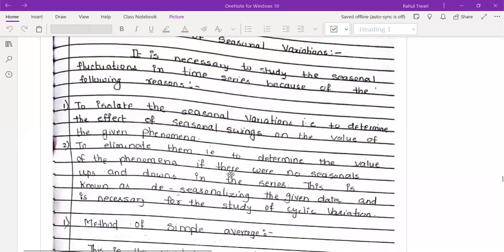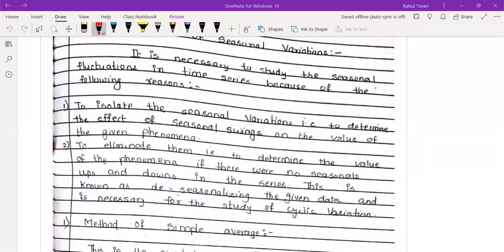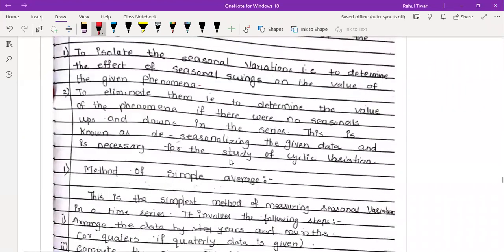That is to isolate the seasonal variation, that is to remove the seasonal variation, or to determine the effect of a seasonal swing on the value of the given phenomenon. So what is the effect of seasonal swing on that given value? Another reason could be to eliminate them, that is to determine the value of the phenomenon if there are no seasonal ups and downs in the series.